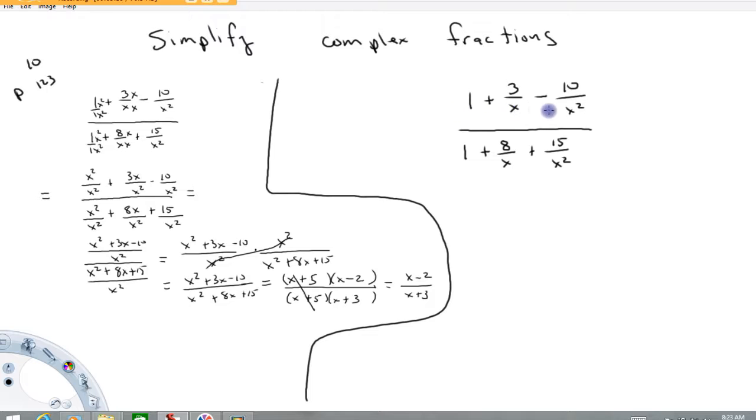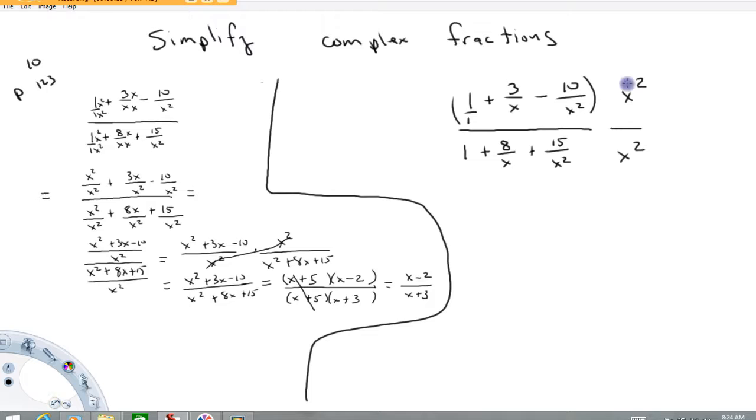As I glance across the numerator here, and remember the bottom we can think of as 1 over 1, so this has a denominator 1, this one x, and this one x squared. Notice that if I multiplied this entire top by x squared, all the fractions would be gone. Same thing with the bottom. So I'm going to multiply the top by x squared and the bottom by x squared. Anything you do to the top, you have to do to the bottom. We can get away with this because x squared over x squared is equal to 1, and multiplying by 1 doesn't change the value of our fraction.